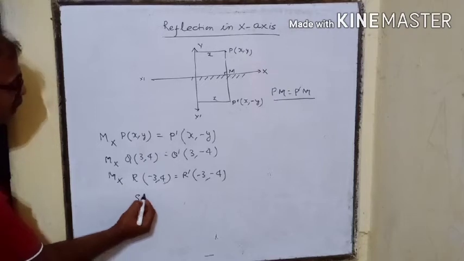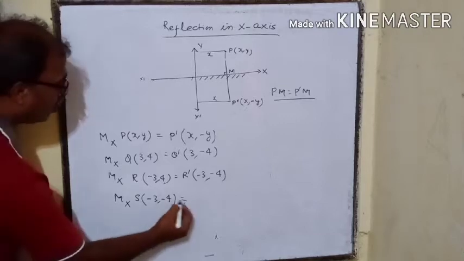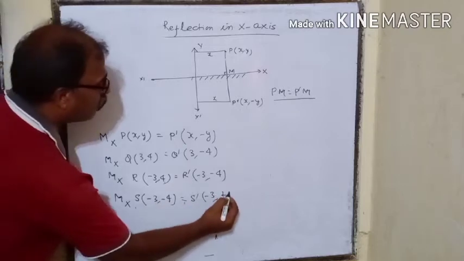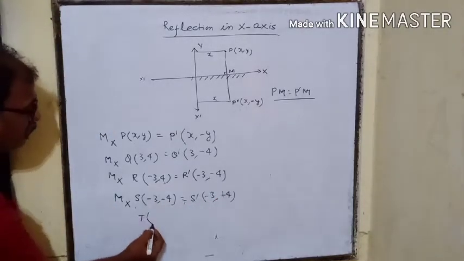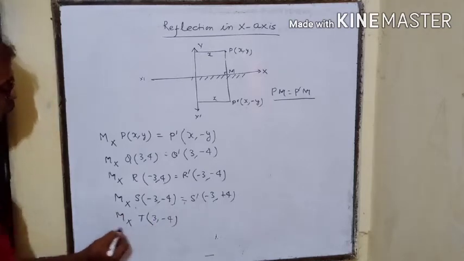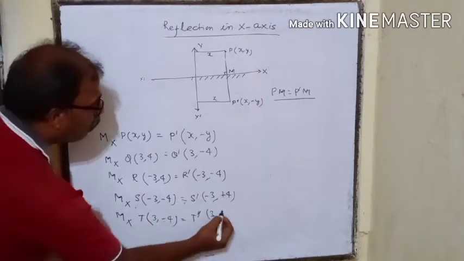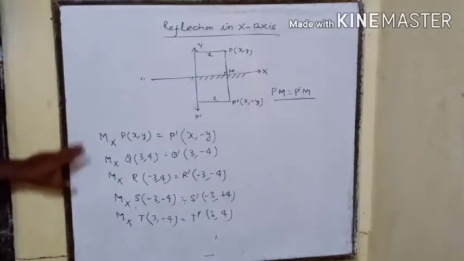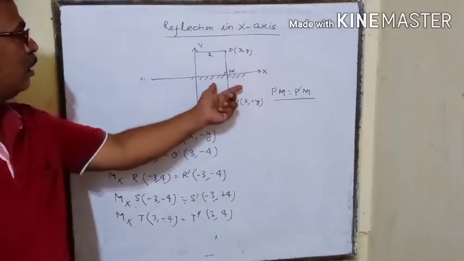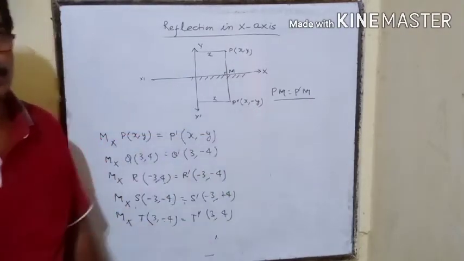If a point S is there whose coordinate is minus 3 and minus 4, and its reflection in the x-axis is to be calculated, it will be S dash: minus 3 will remain as minus 3, but minus 4 will become plus 4. Or if a point T is there whose coordinate is 3 and minus 4, its reflection in the x-axis will be T dash: 3 will remain 3 and minus 4 will become plus 4. In this way, when we check the reflection of a point P in the x-axis, x remains the same, and the sign of y changes.